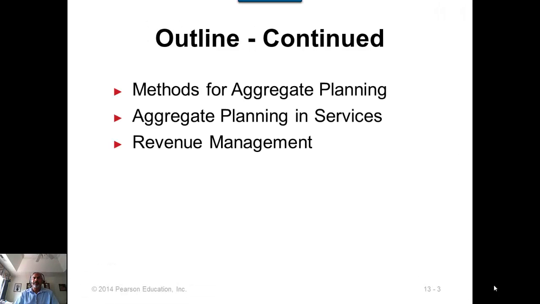And we will also look at 3 different methods of aggregate planning and some issues involved in aggregate planning in services. And then we look at a concept called revenue management.